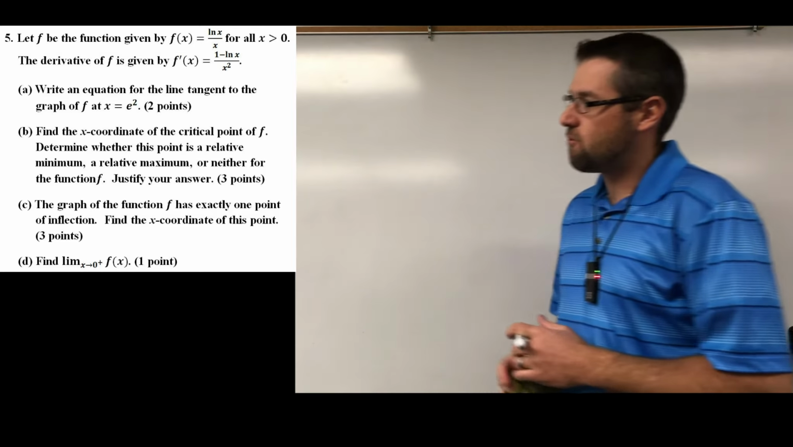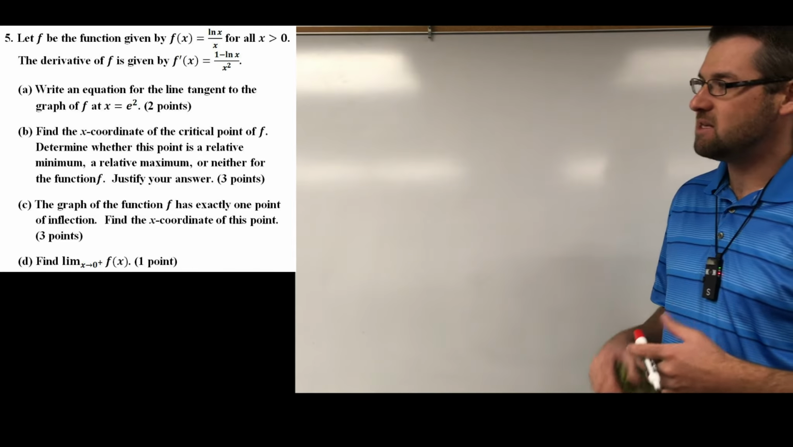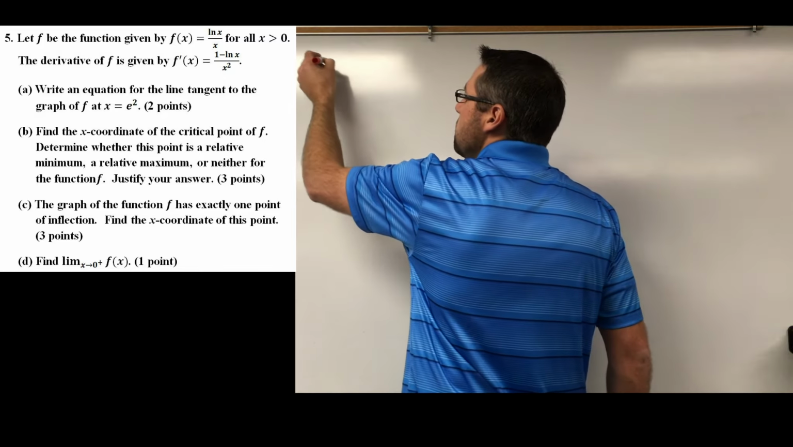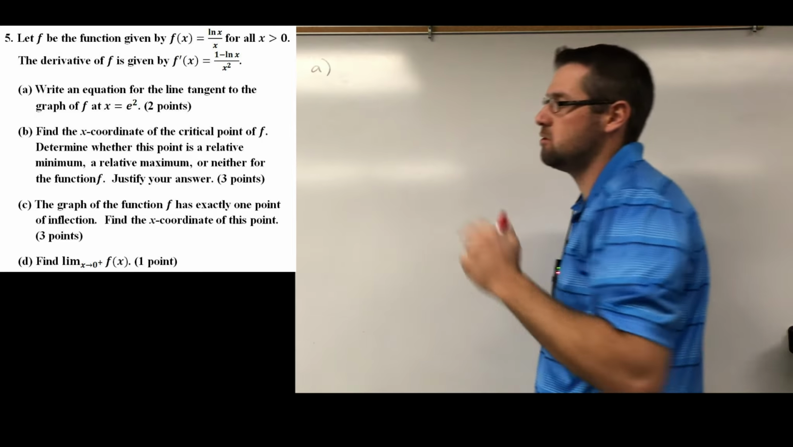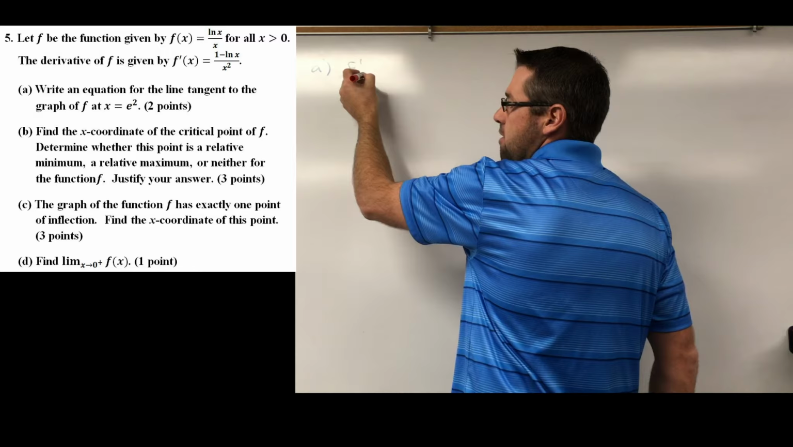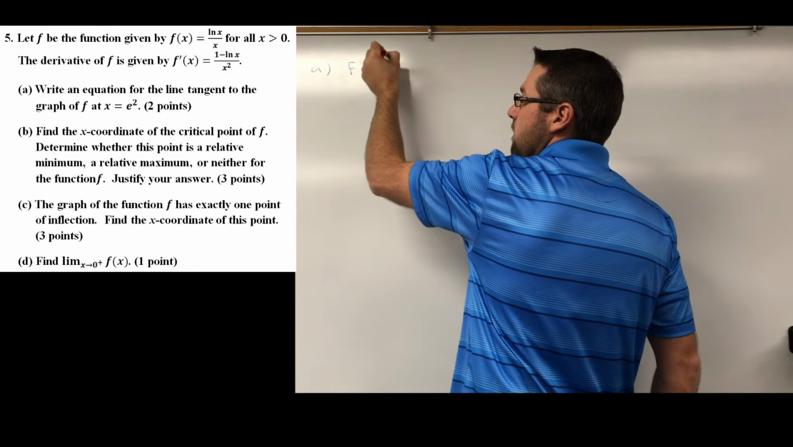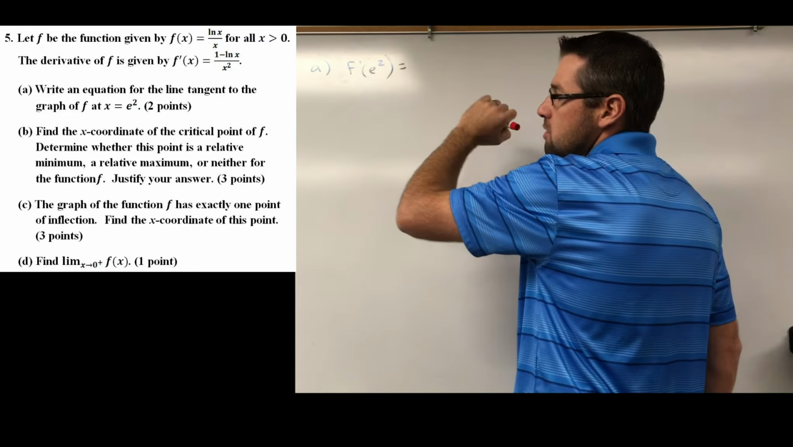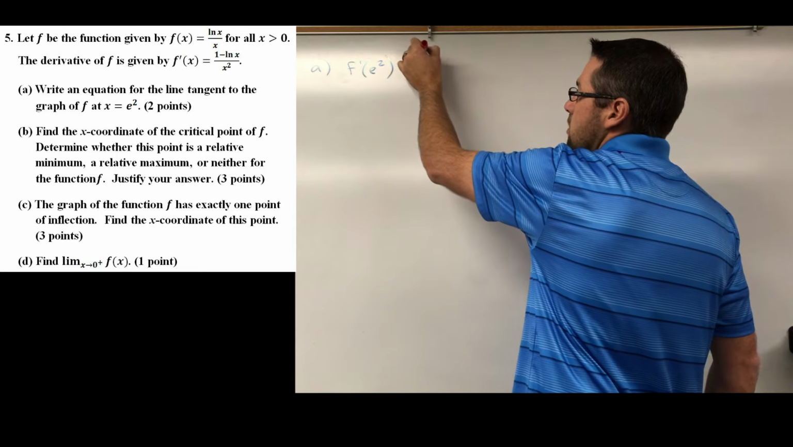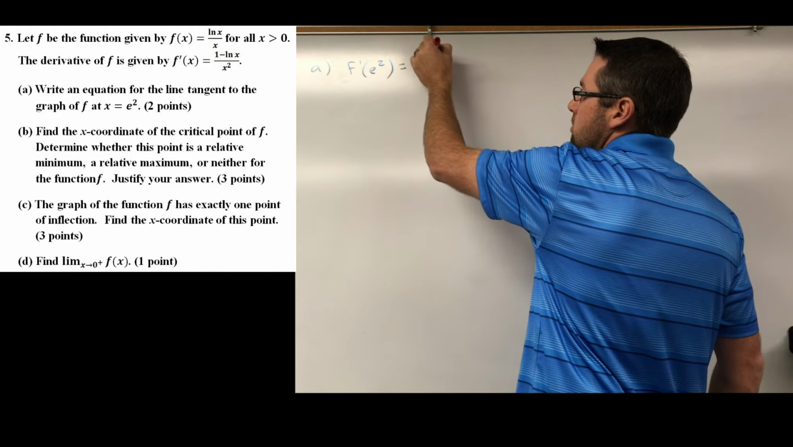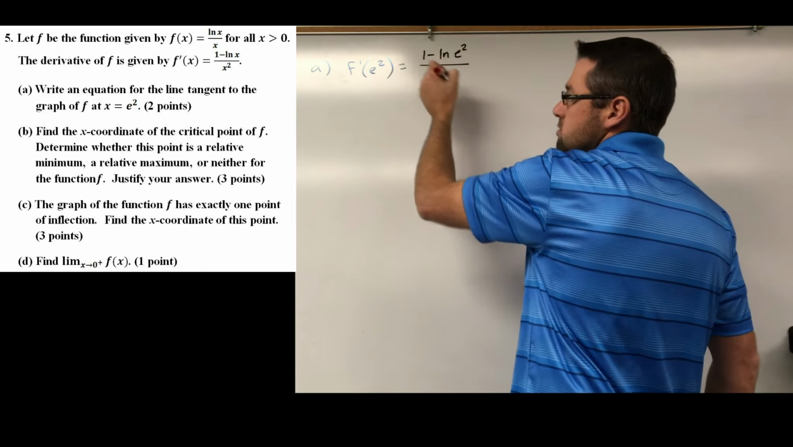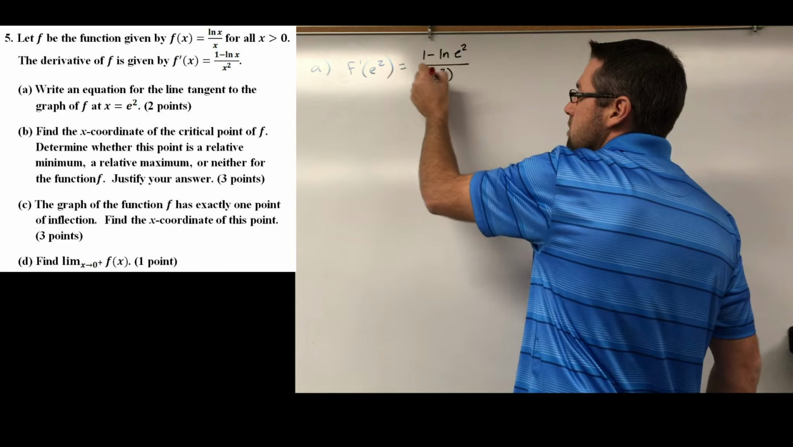Part A, write an equation for the line tangent to the graph. That's easy. A, we want a tangent line, so what are the two things we need? We need f prime of what? e squared, right? Now, it gave you f prime, so that's nice. So what's that going to say? 1 minus natural log of e squared over e squared squared.